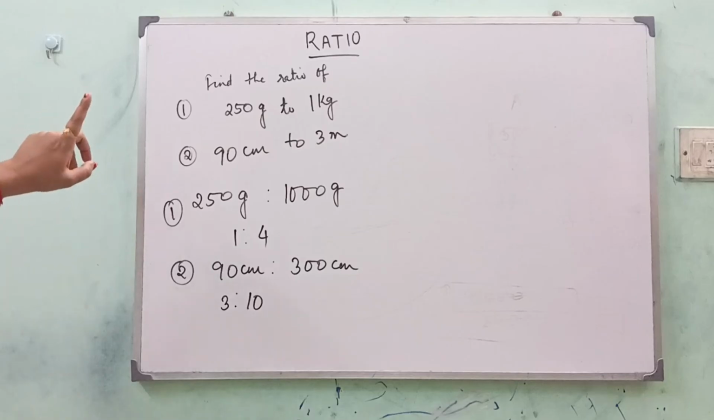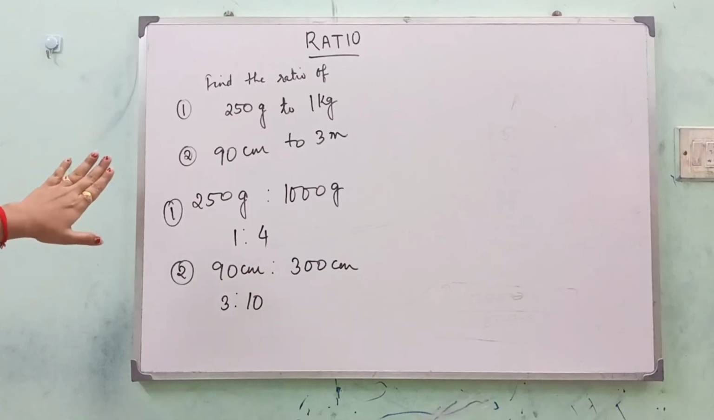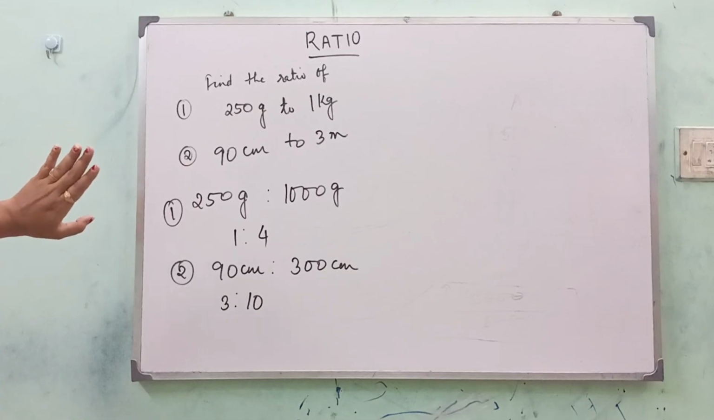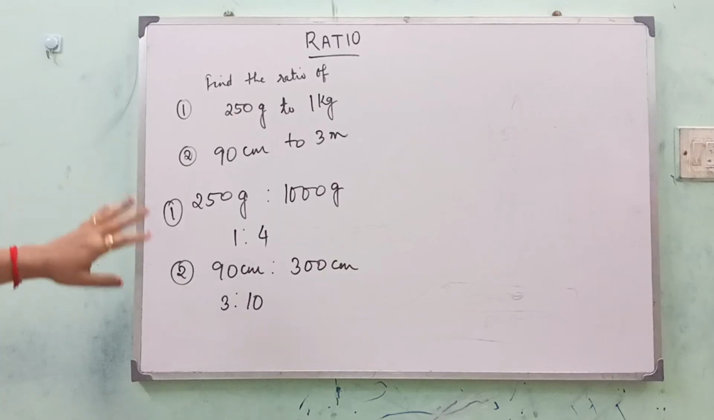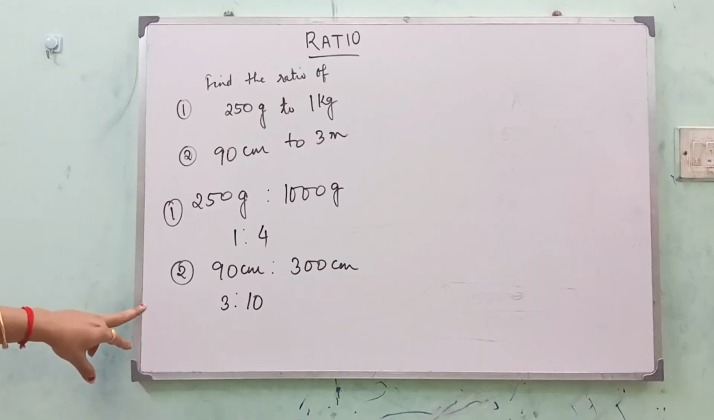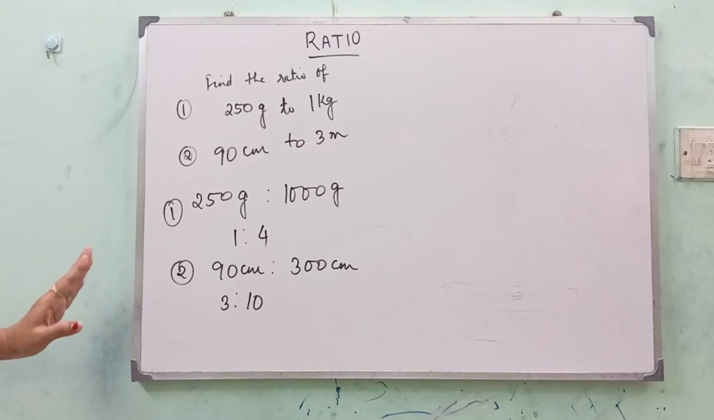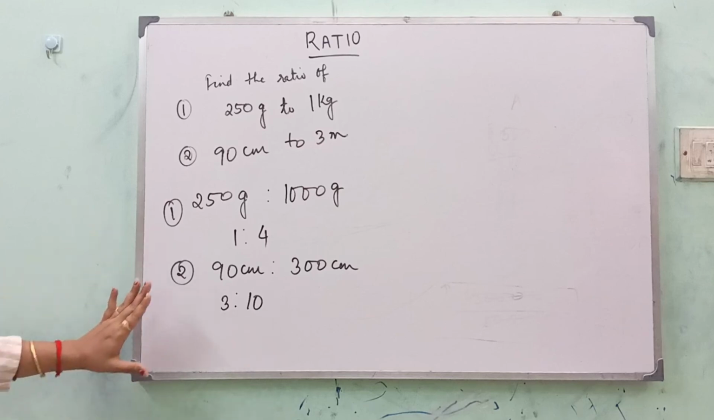So for the first one, we got the answer 1:4. What did we do? We converted the 1 kg to grams. So 250 is to 1000, that is 1:4. Second one was the same thing, 90 centimeter to 3 meter. So the meter had to be converted to centimeter. So 90 divided by 300, which when you do, you get your answer as 3/10. So you have to reduce.